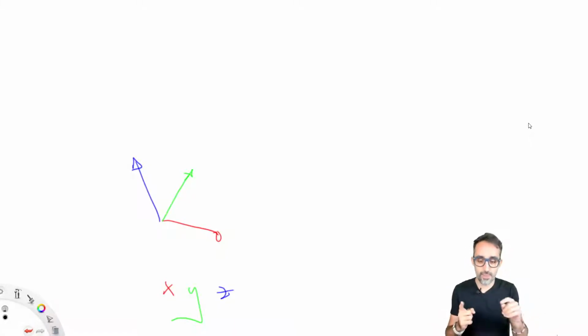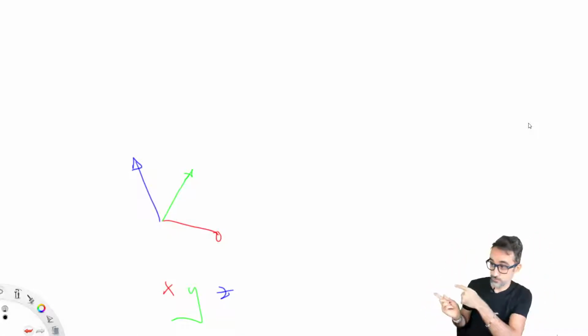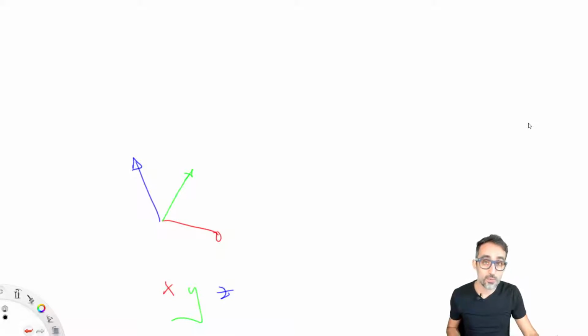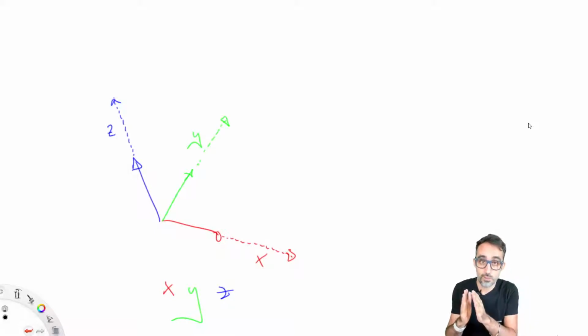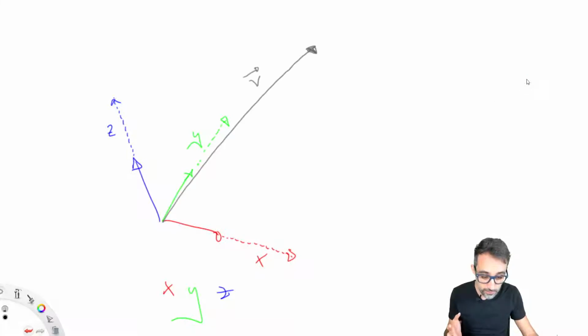For example, if we know that the point we want to get is x units along the x-axis, y units along the y-axis, and z units along the z-axis, with those three numbers we can just multiply each of the three axes, so we scale the three axes of the reference frame by x, y, and z. Then if we add those three vectors together, we obtain a position vector that looks like this.